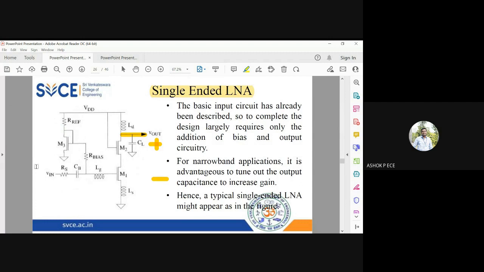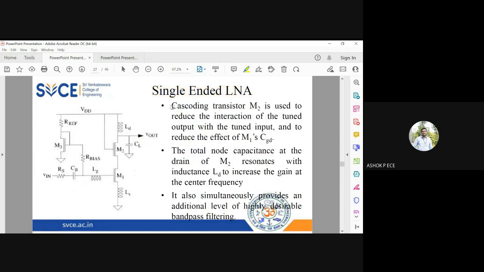And the other components we have seen are only for the biasing and the output circuitry. Otherwise, it looks like a conventional transistor circuit where we have two transistors connected back to back, and I'm going to ensure that these amplifiers provide the necessary amplification and rejection of noise. The cascode M2 transistor is used to reduce the interaction of the output tuned circuit with the input tuned circuit. On the output side, you have an LD-CL tuned circuit. At the input side, you have an LG-CB tuned circuit. So this M2 will ensure that both are isolated, so these two tuned circuits don't interfere.